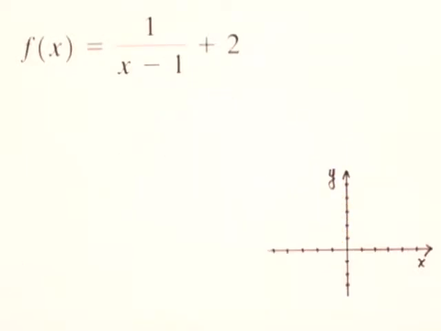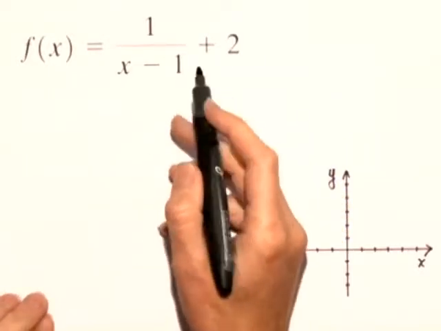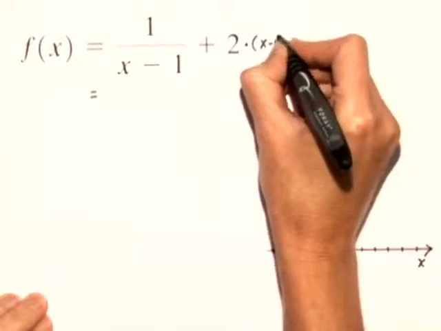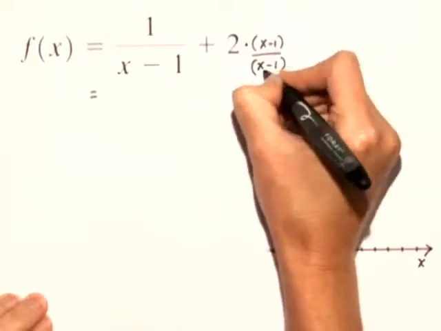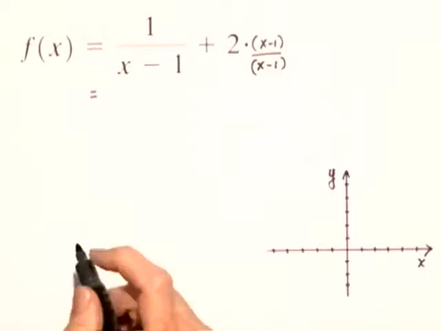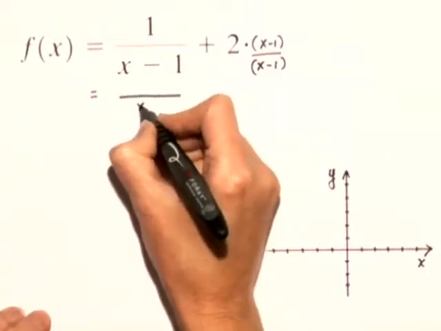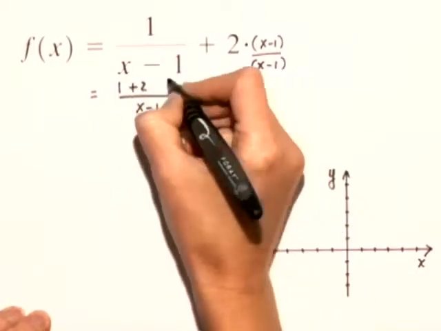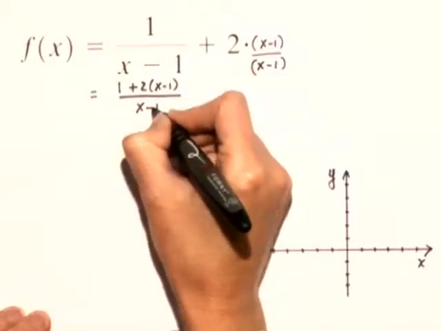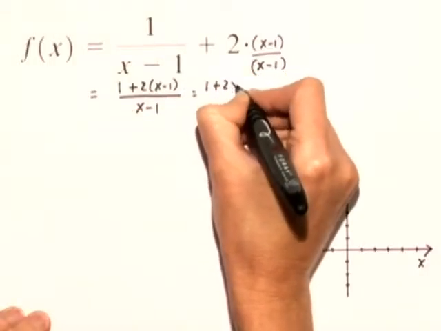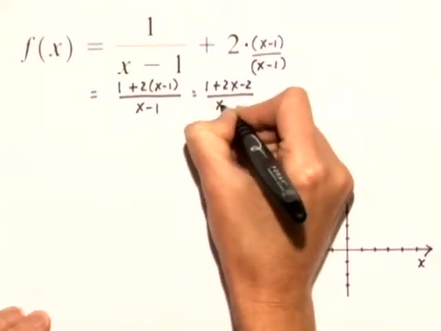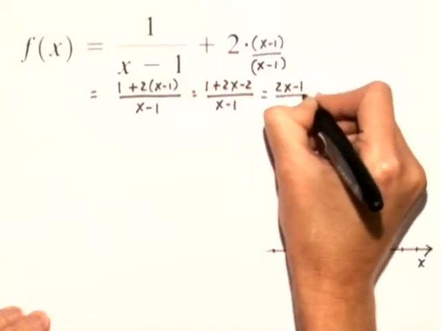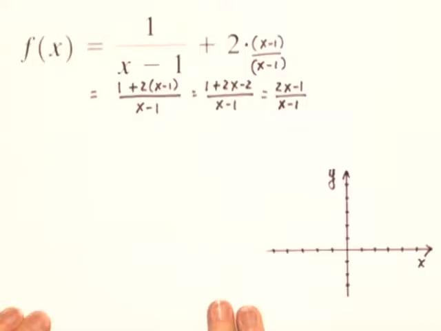In this case, I'd like to write the rational function as one expression. So we'll rewrite this by simply taking the 2 and multiplying it by x minus 1 over x minus 1 to get the common denominator. And when we do that, we'll have the common denominator of x minus 1, and we'll have 1 plus 2 times the quantity x minus 1, which gives us 1 plus 2x minus 2 over x minus 1, and that just simplifies to 2x minus 1 in the numerator over x minus 1 in the denominator.